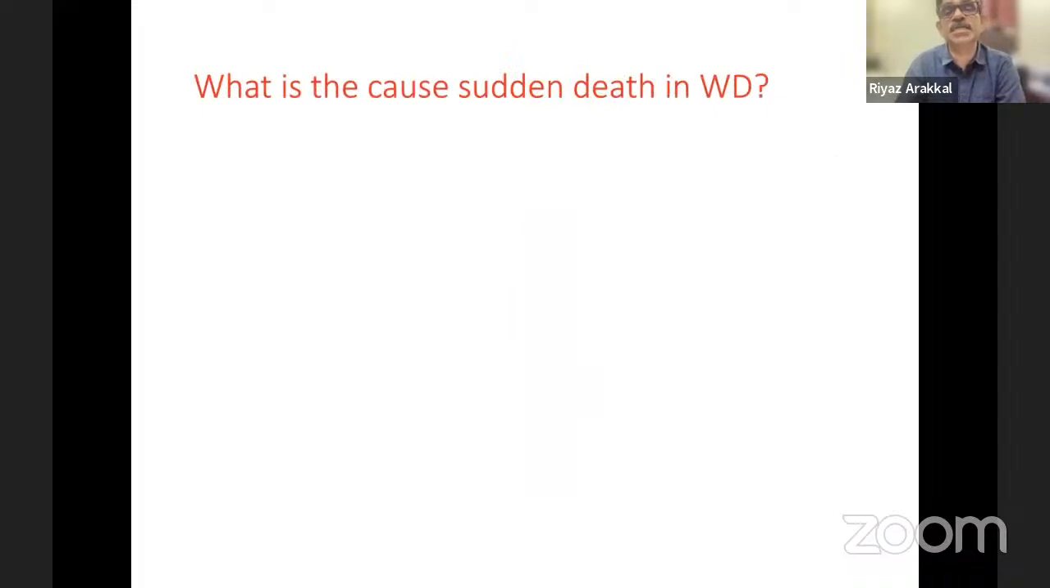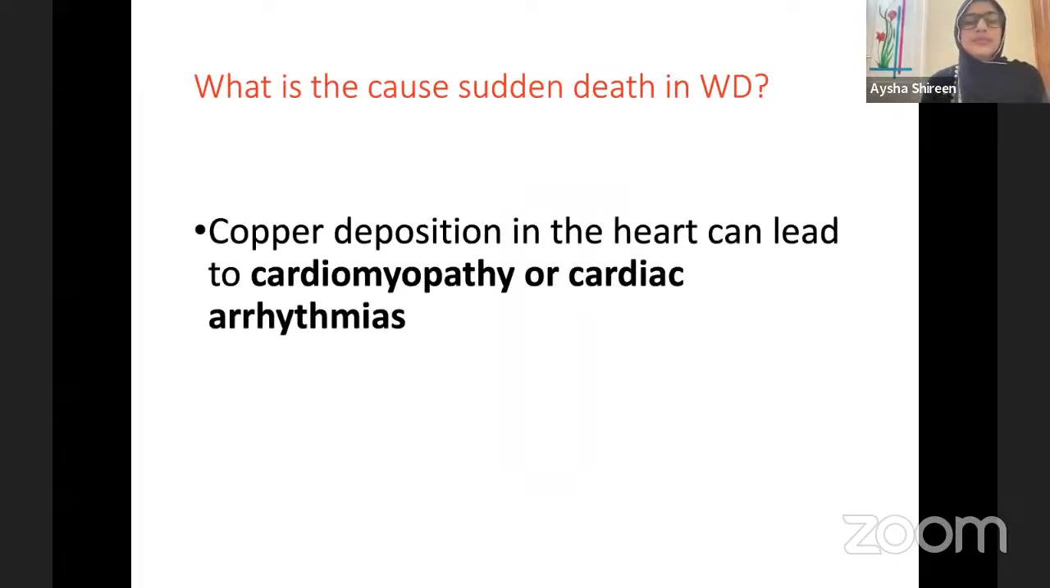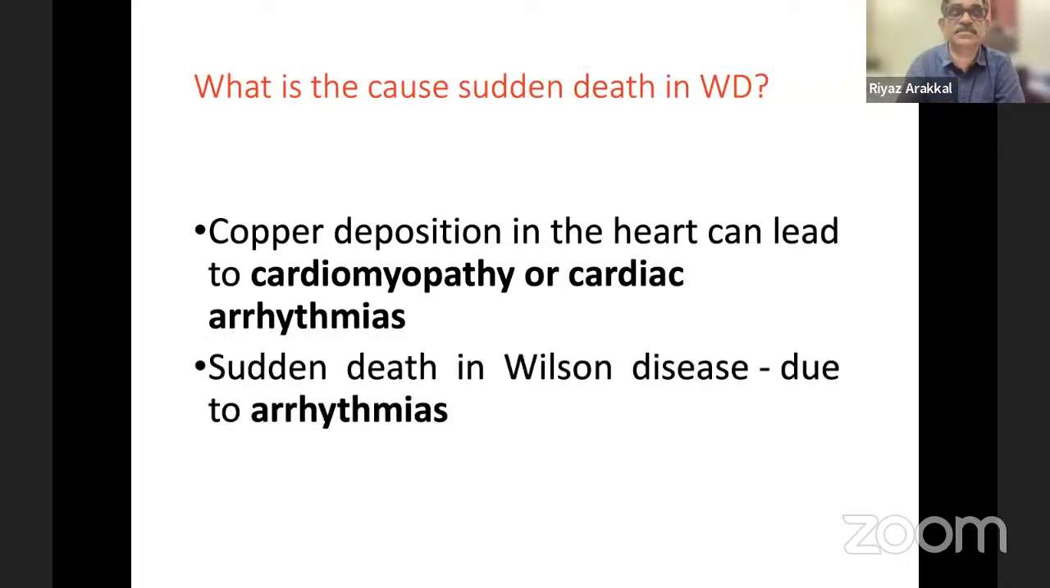What are the causes of sudden death in Wilson disease? Unexplained death in Wilson disease. What may be the cause? Aisha? Cardiac arrhythmias. Remember that unexplained cardiac arrhythmia. Cardiomyopathy too has been well documented in Wilson disease.